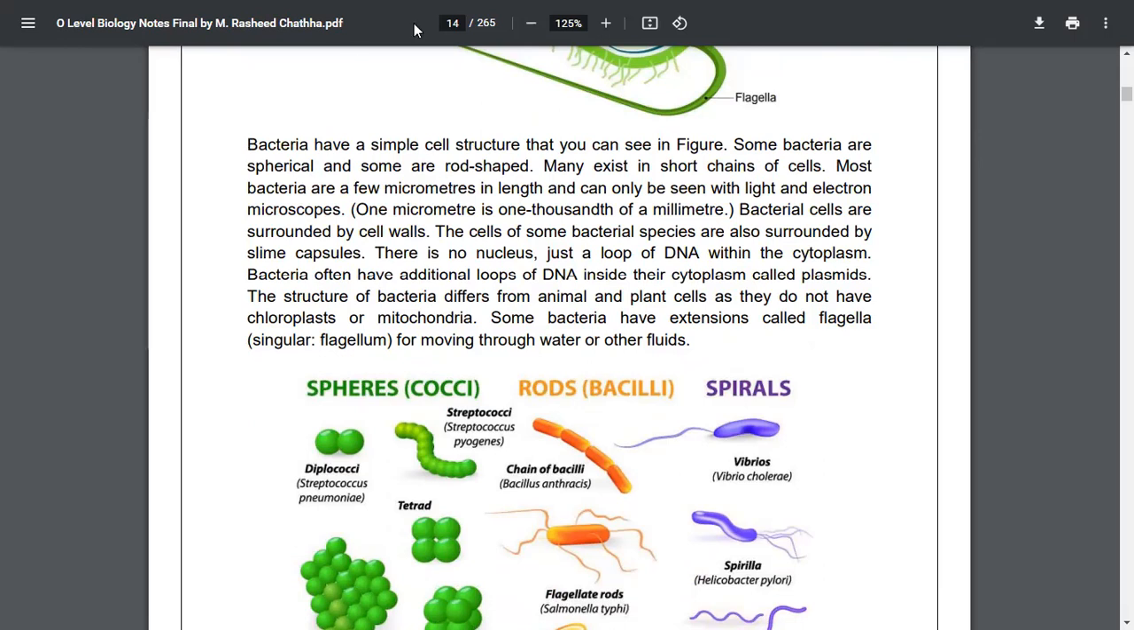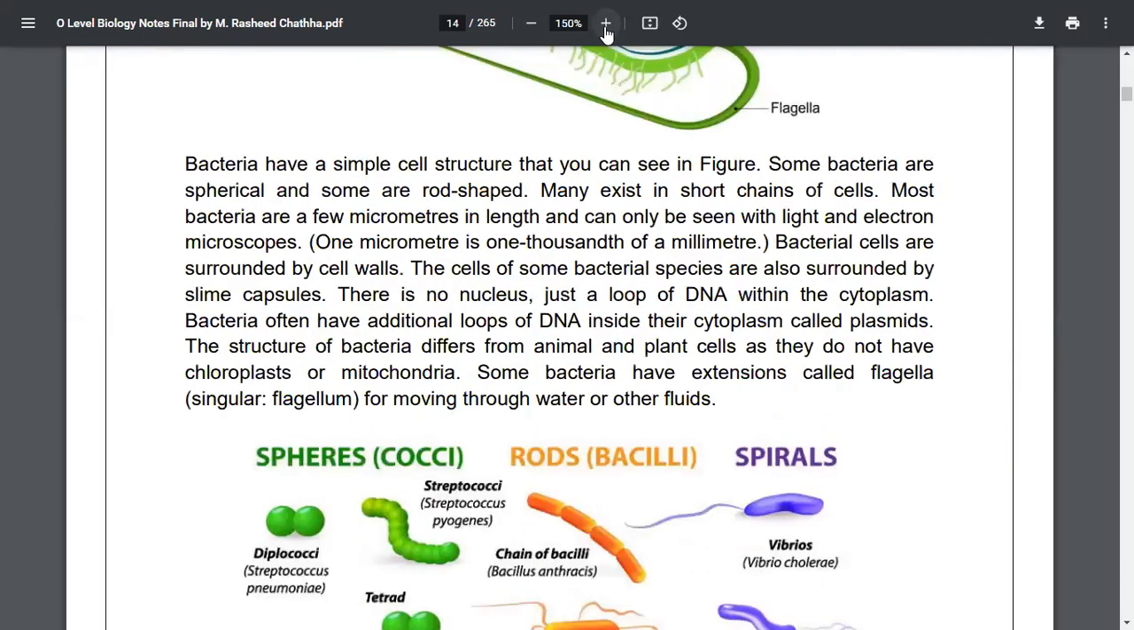Most bacteria are a few micrometers in length and can only be seen with light and electron microscopes. 1 micrometer is 1,000th of a millimeter, and bacterial cells are surrounded by cell walls. The cells of some bacterial species are surrounded by the slime capsule.